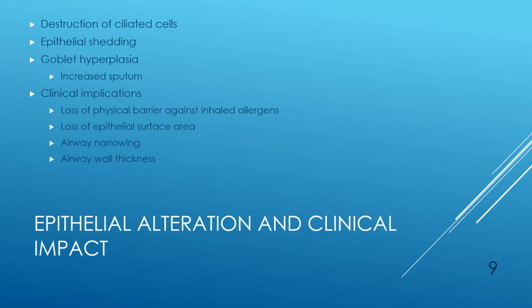Another problem is you get what is known as goblet hyperplasia. As mentioned before, hyperplasia is an increase in number, and the role of the goblet cell is to produce sputum. So if these cells increase, they produce too much sputum in your airway. So the clinical applications of this is, number one, you lose your protective barrier against allergens. Another thing is you end up getting airway narrowing, and also the airway gets rather thick. So this is a very important aspect of what's going on with airway remodeling.